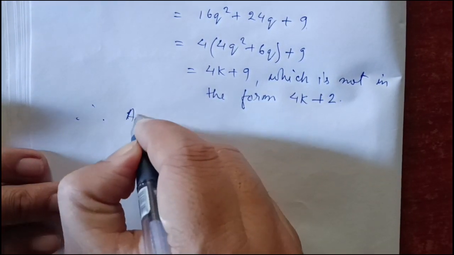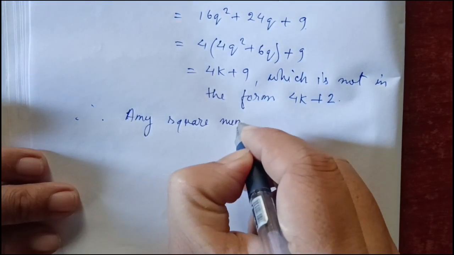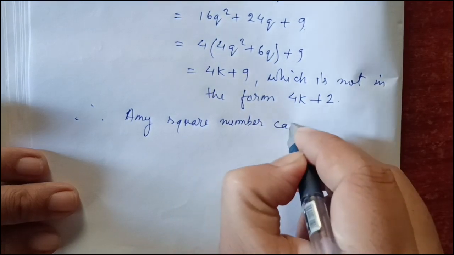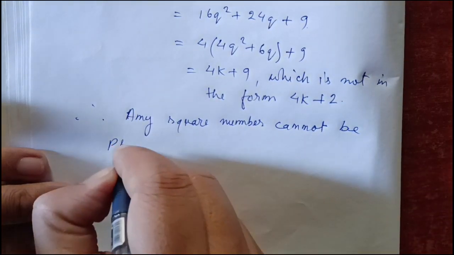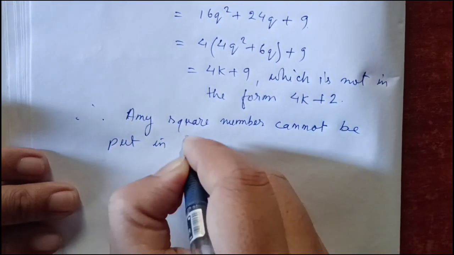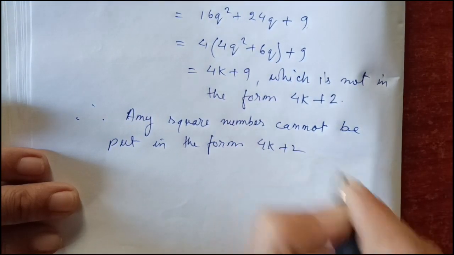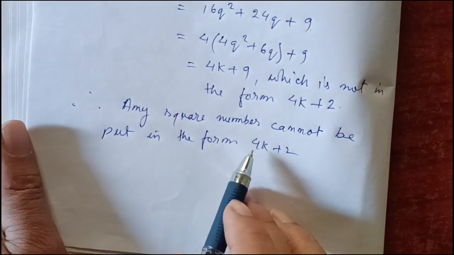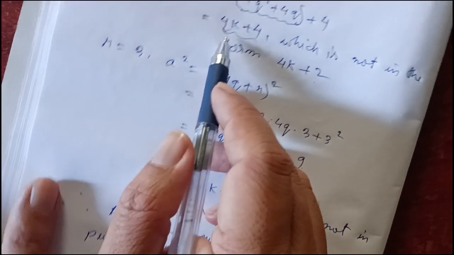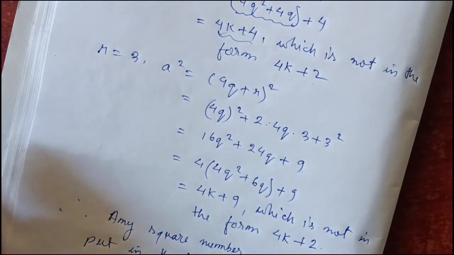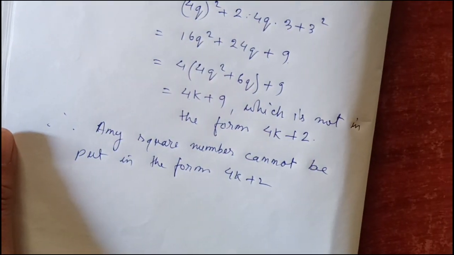Therefore, any square number cannot be put in the form 4k plus 2, right? So we cannot put it in the form 4k plus 2. Look, we did not get 4k plus 2 here, also we did not get 4k plus 2. Clear, right? Okay, so let us go to the next question.